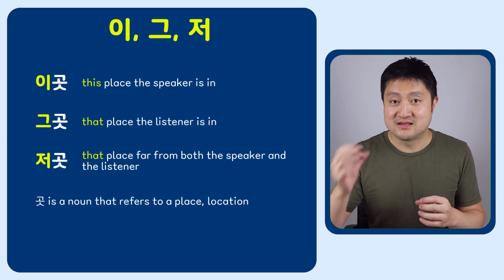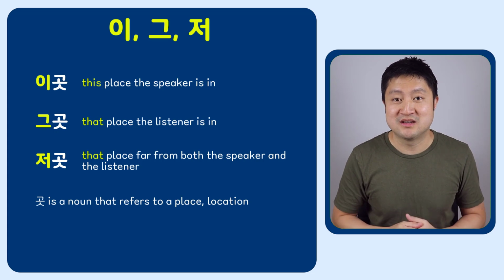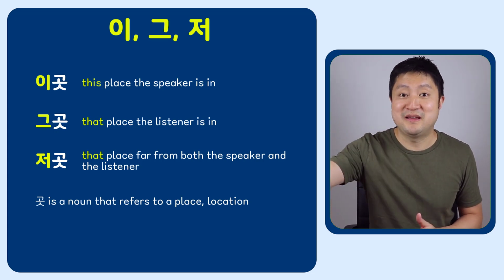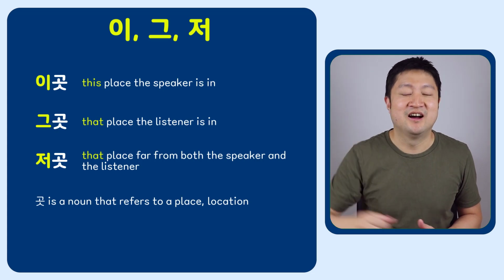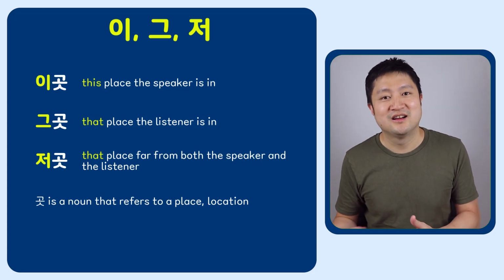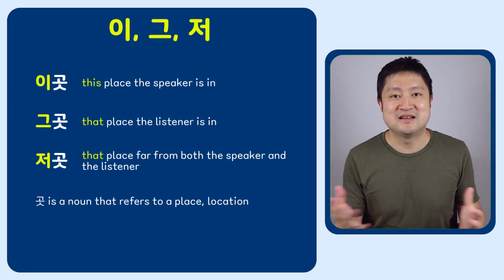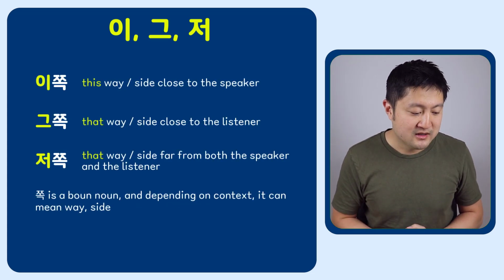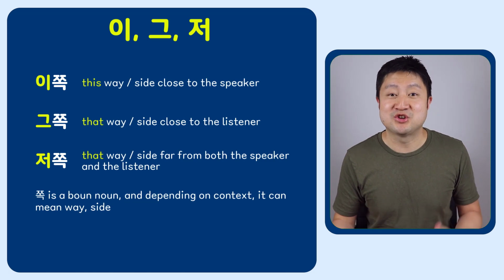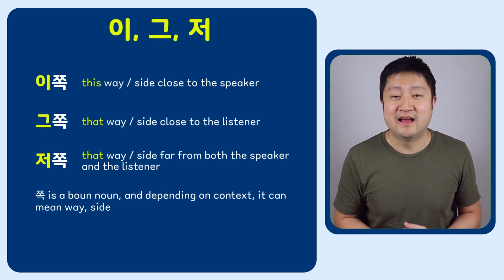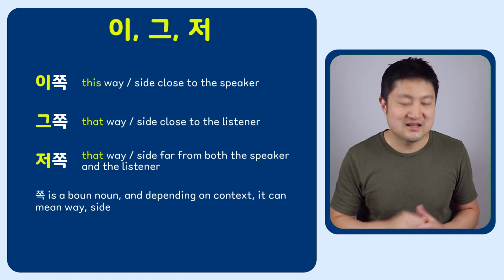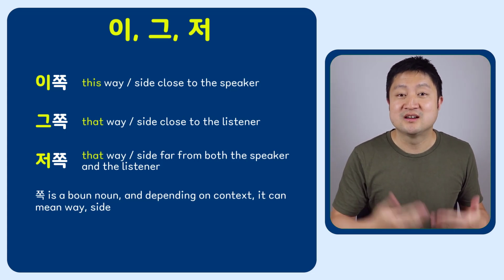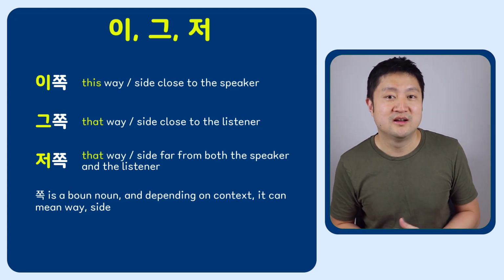And again, because 그 and 저 have different meanings, we would say 그곳 to refer to the place where the listener is, and we would say 저곳 to refer to a place that's far from both the speaker and the listener. And then we can use 이, 그, and 저 with the noun 쪽. 쪽 can mean side or this way and so on. So we can say 이쪽, 그쪽, 저쪽.